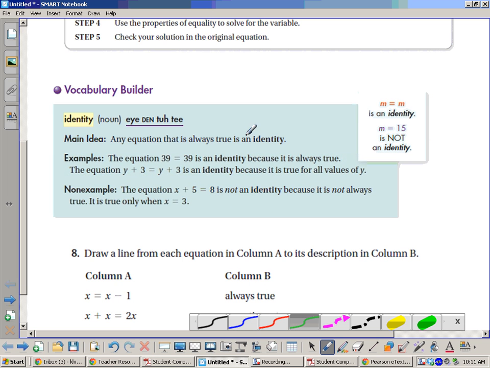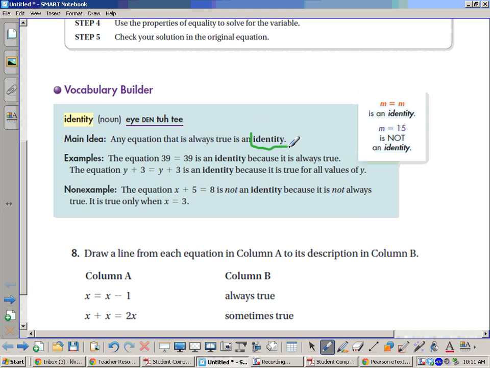Down here, we now have a new definition called identity. And any equation that is always true is going to be called an identity. So anytime we have the same thing on both sides of the equation, so m equals m, is considered an identity. When the variable equals a number, this is not an identity. This, if you remember, is called a solution. So we're going to refer to that as the solution.